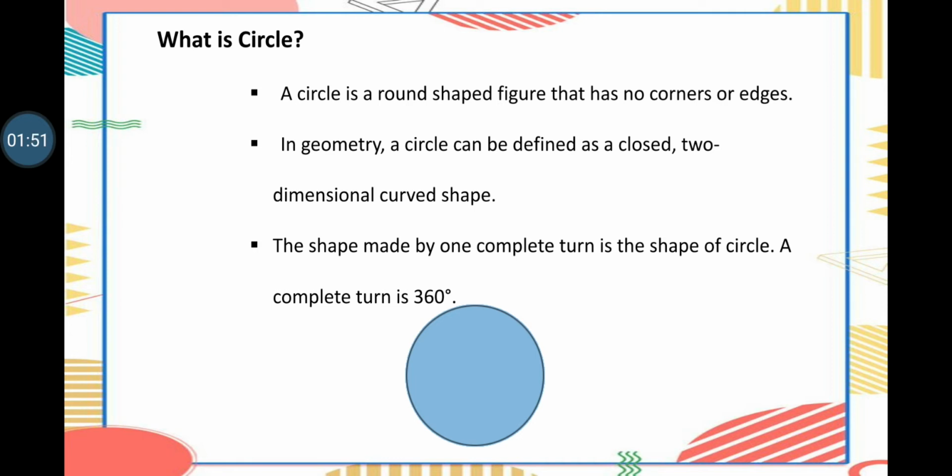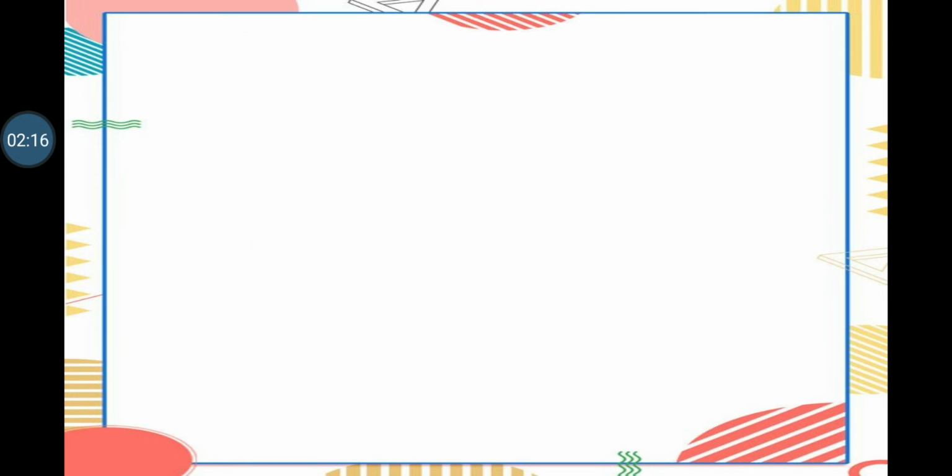My dear students, to draw a circle also we use a line. When a line takes a complete turn, then a circle is complete. So it means the total angle for the circle is 360 degrees. My dear students, now let us learn about the center of the circle.